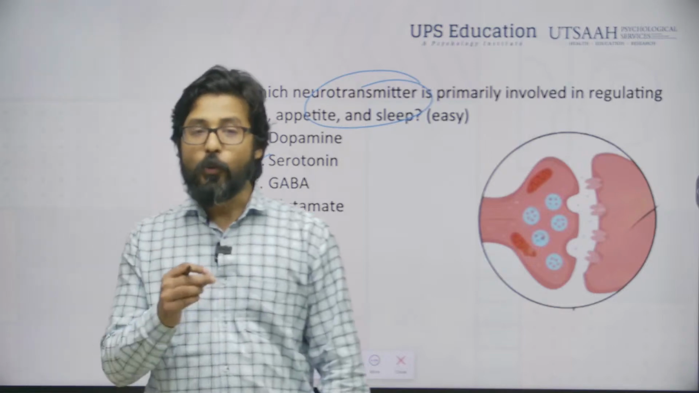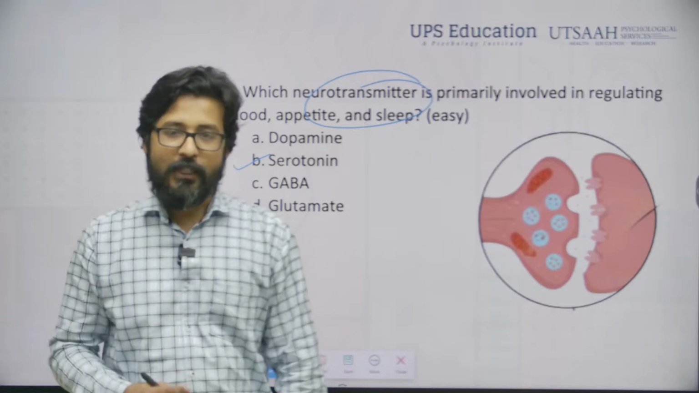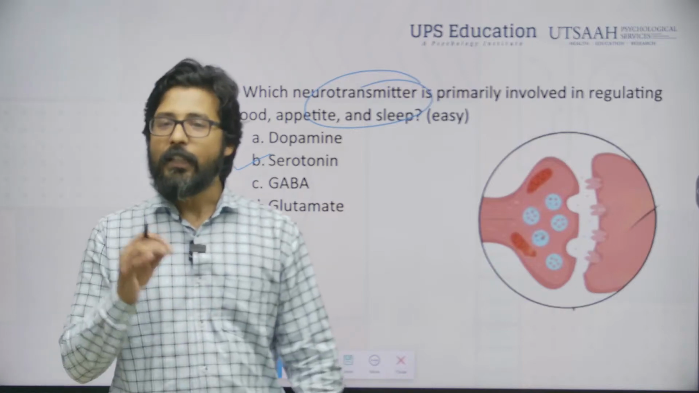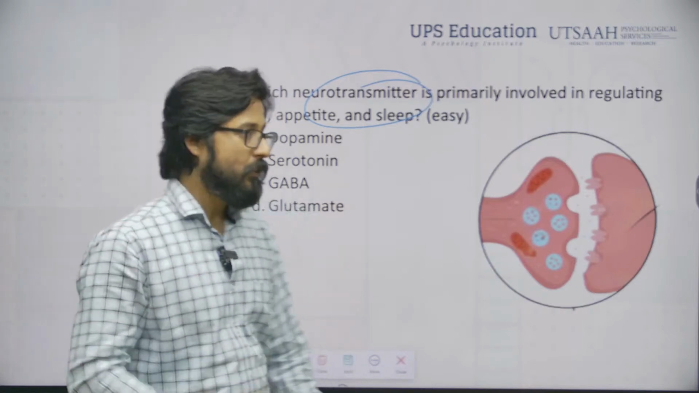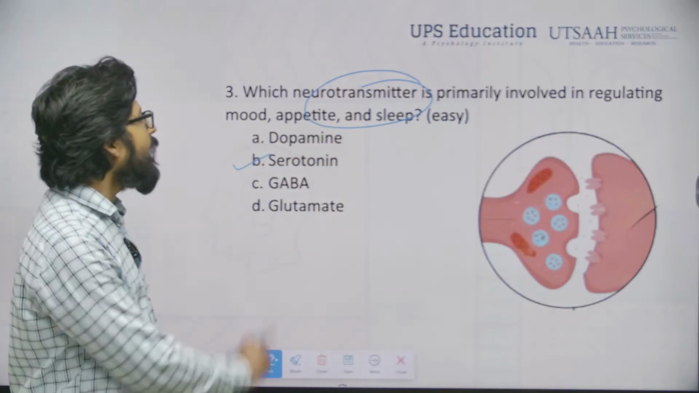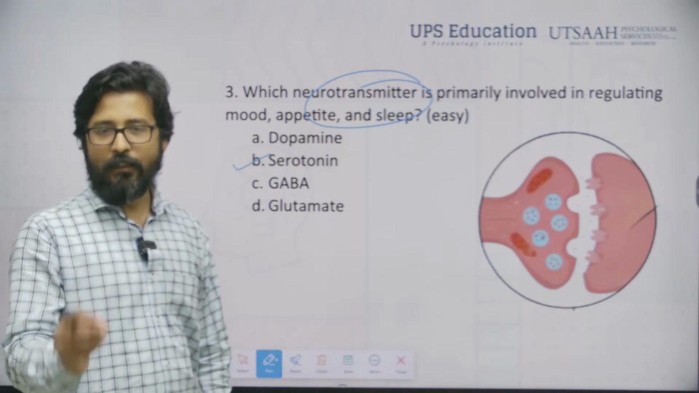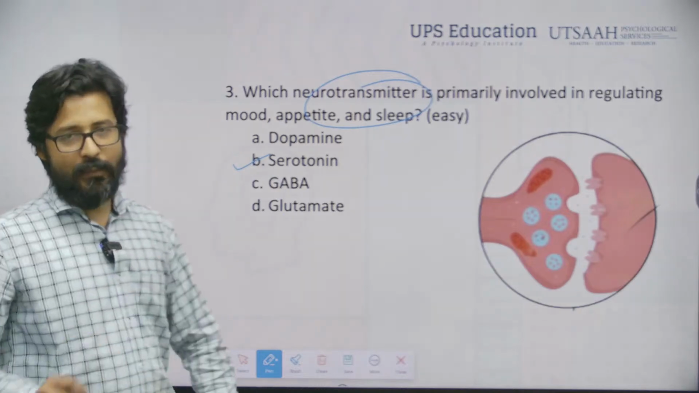Glutamate is the primary excitatory neurotransmitter in the brain, involved in learning and memory. So looking at all these options, we can identify that serotonin is the closest option in this question. So we can say that it is the right answer.